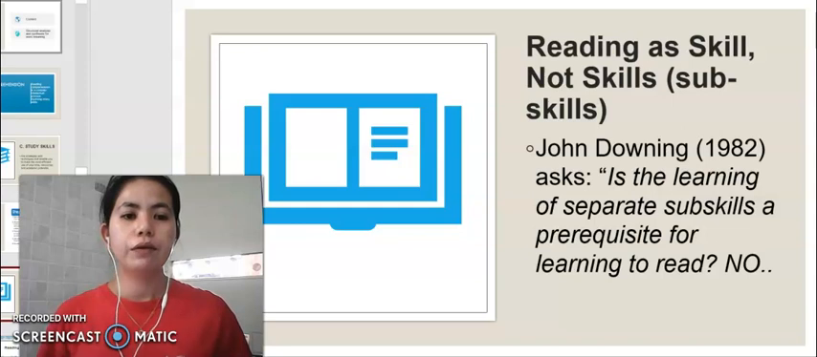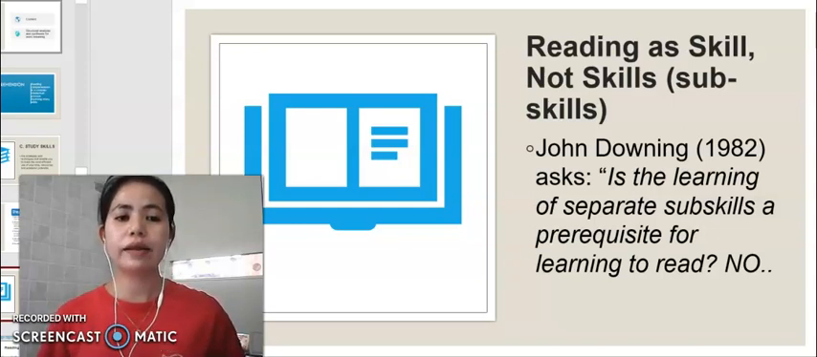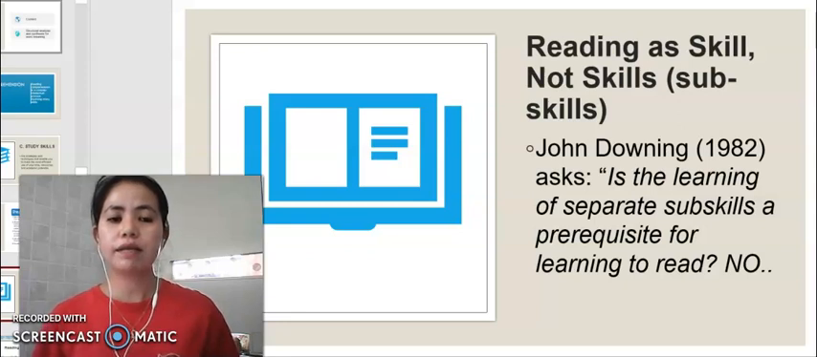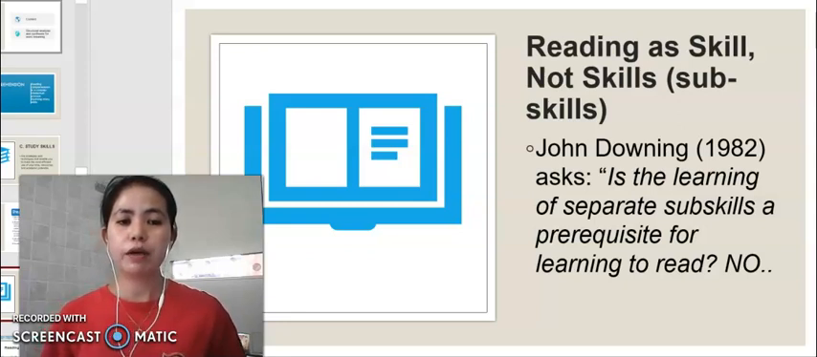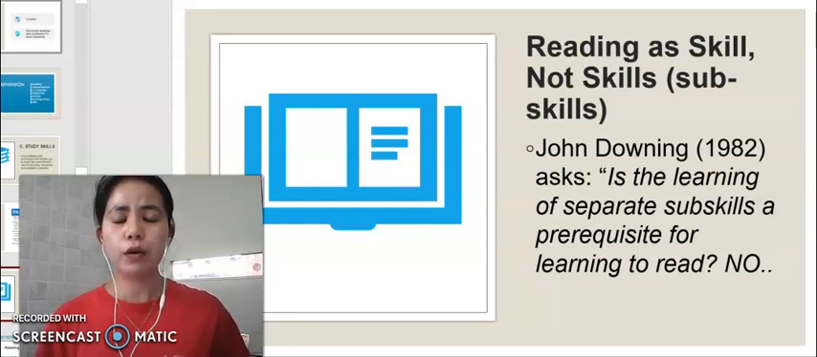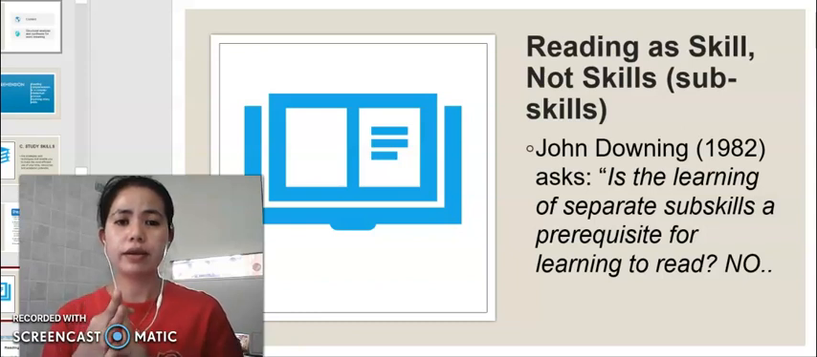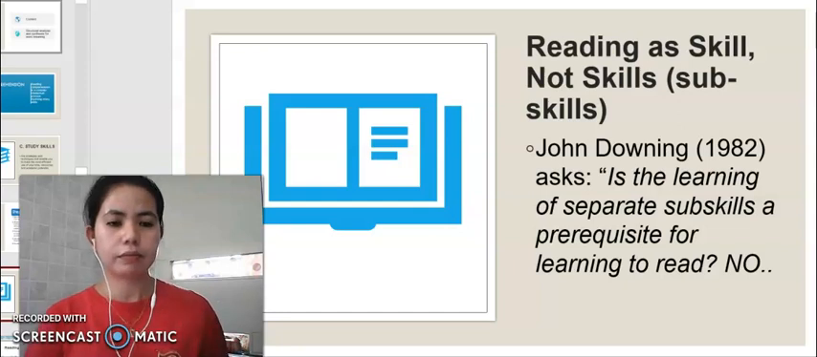Okay. Reading as a skill, not skill. According to John Downing in 1982, when he asks, is the learning of separate subskills a prerequisite for learning to read? His answer is no, because he believes that reading is a skill. You must know the subskills such as word recognition, comprehension, and study skills. So he believes that reading is a skill.